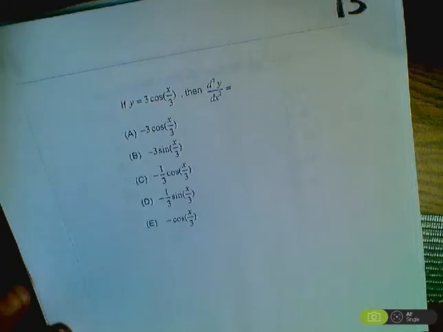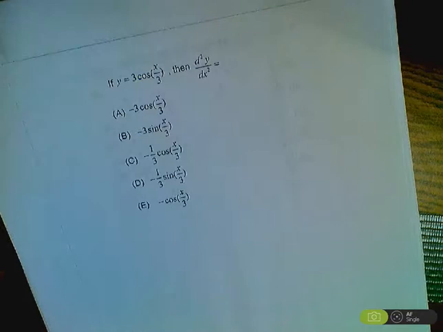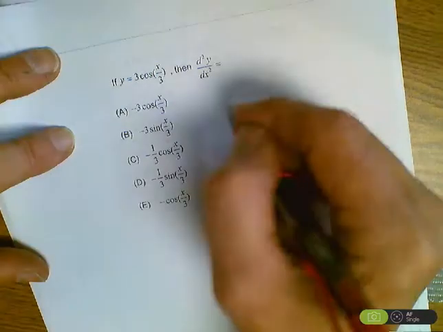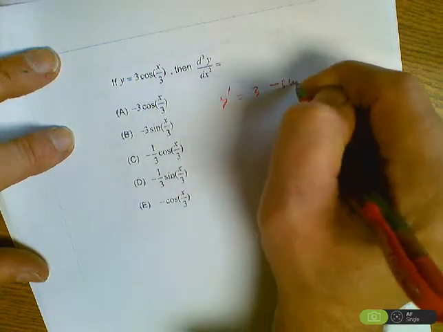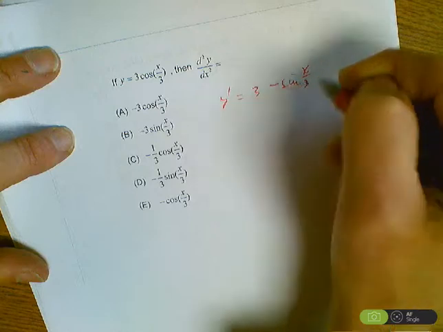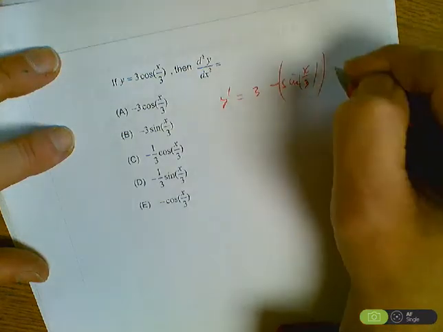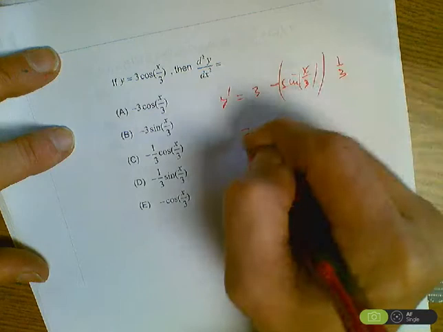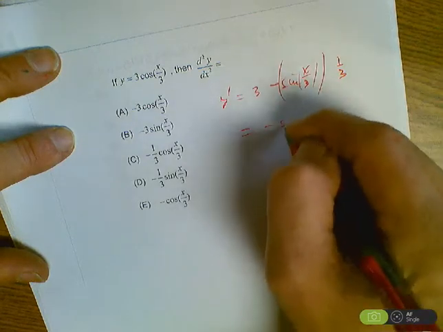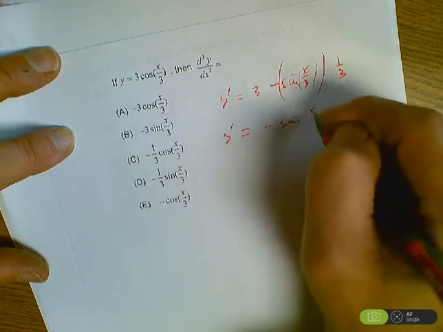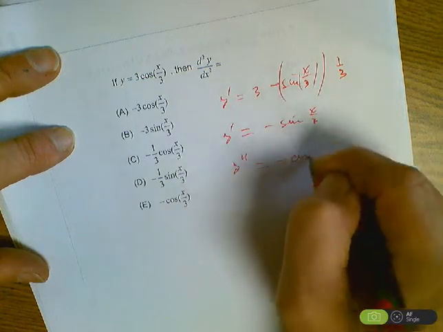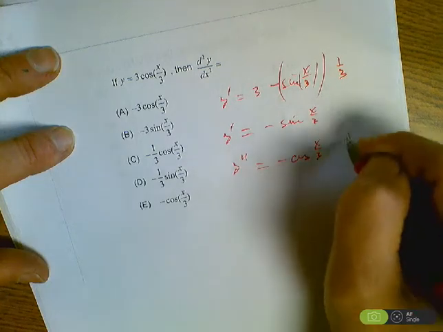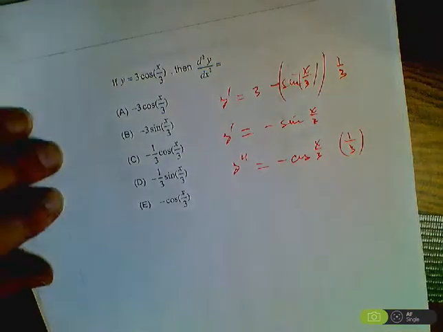Okay, next one, problem 13. Chain rule, twice. Let's do it. First derivative, y prime equals 3 opposite sine x over 3. Chain rule, 1/3. Simplify, 3 and 1/3 go bye-bye. We're left with the sine. Y prime is the sine of x over 3. Y double prime, okay? Derivative, opposite cosine x over 3. Chain rule, bring the 1/3 out.